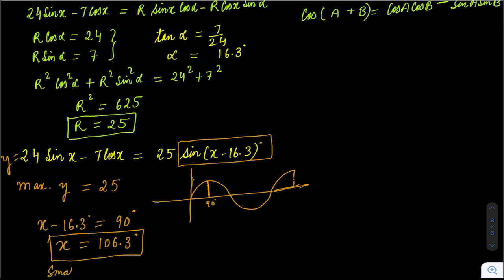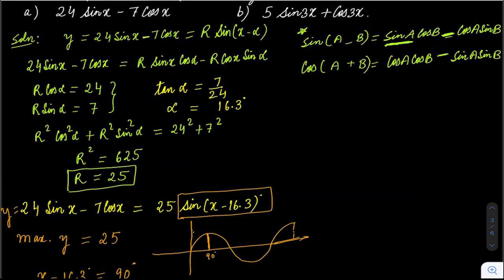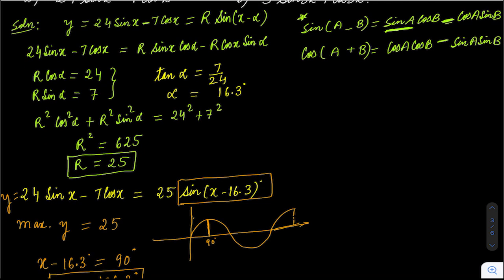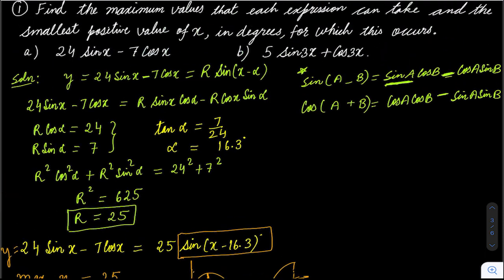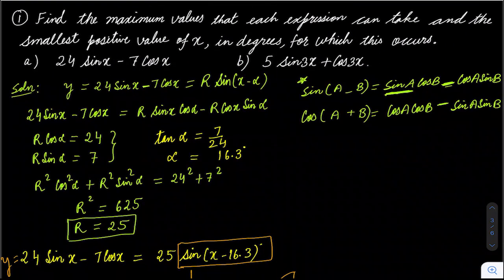So the smallest positive value of x for which we will have the maximum value of 25. So this is how we will attempt this question. I hope everyone understands this. Okay, so there are two parts. One is finding the maximum value and the second is the smallest positive value. Okay, now similarly, let's try the second one.